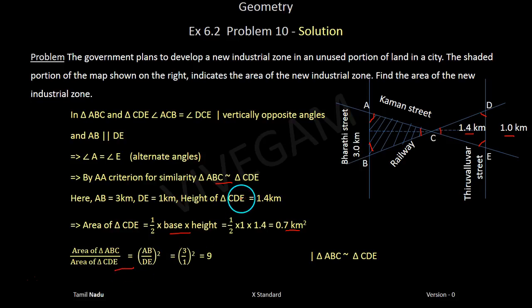When these two triangles are similar, correct? ABC and CDE are similar, which means the ratio of their areas, that is area of ABC divided by area of CDE, will be equal to the square of the ratio of the corresponding sides. So what are the corresponding sides? AB and DE. Again the same question comes: why are you taking only this, why is this also corresponding, right? AC and CD are corresponding sides, but we can't take that because we don't have any of these measurements, right? We have only measurements for AB and DE, and they are corresponding sides, so it's better to take them.